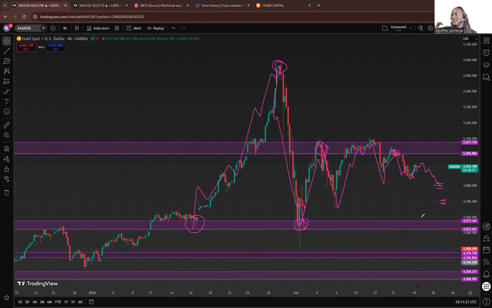But for the short term plays, I'm looking at a slight push to 4,800. Then the next area is 4,700. Remember, I've highlighted that these are short term plays, not anything long term.